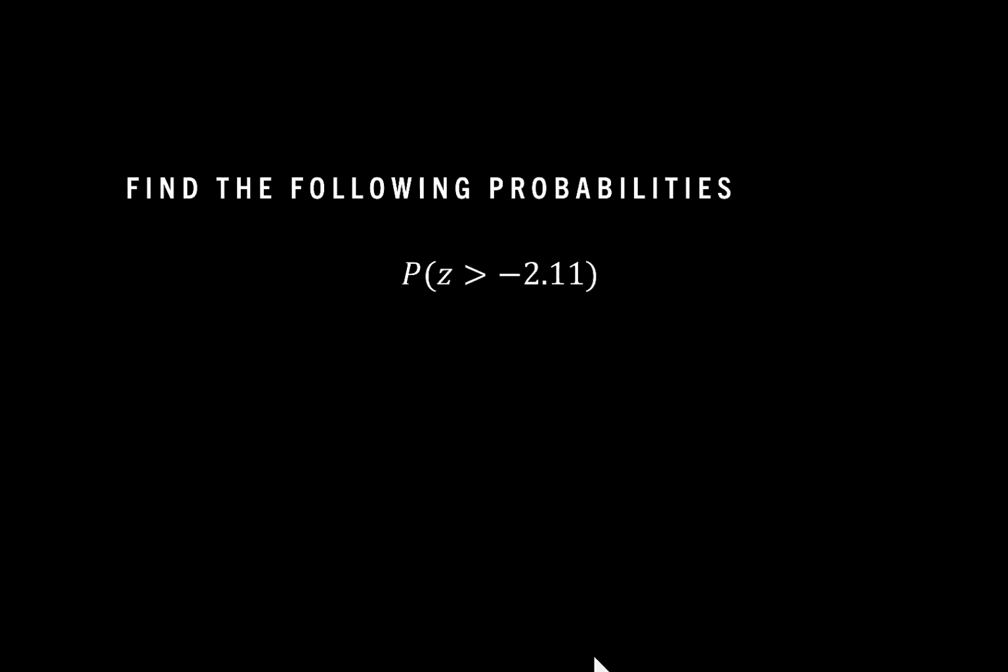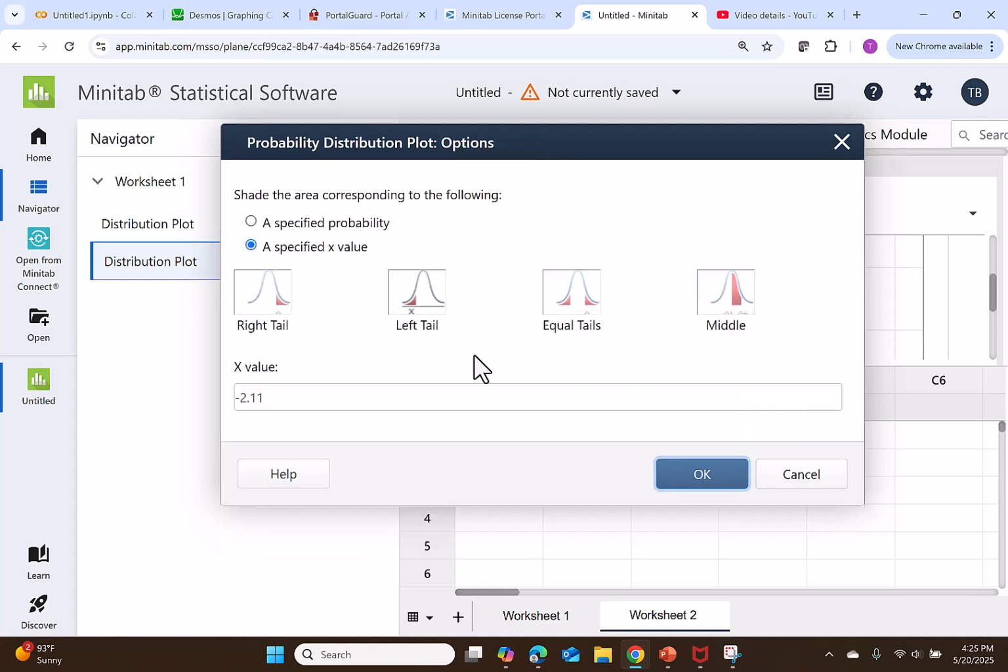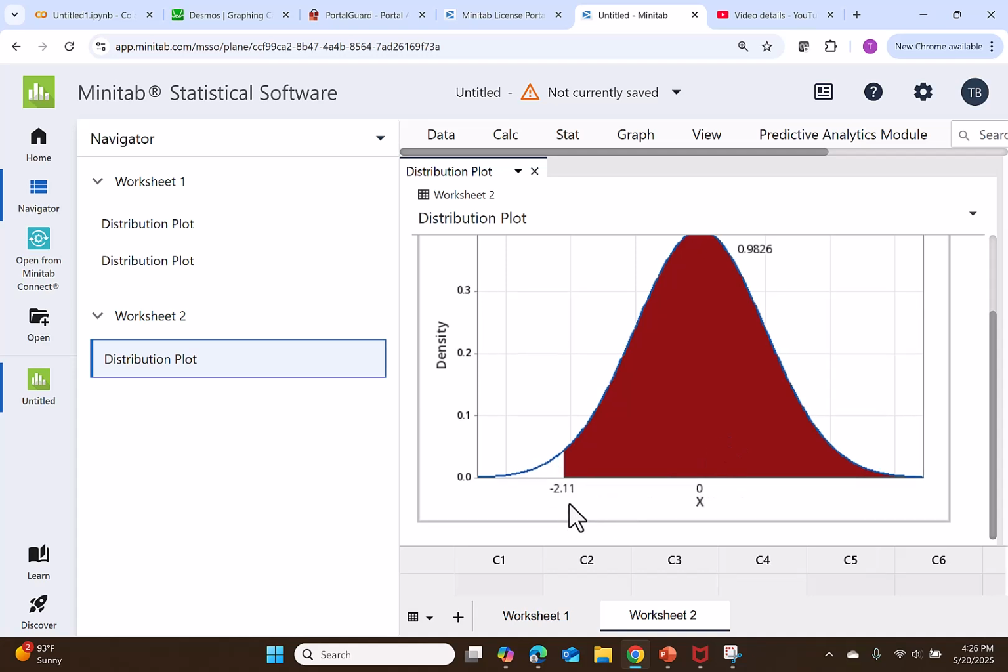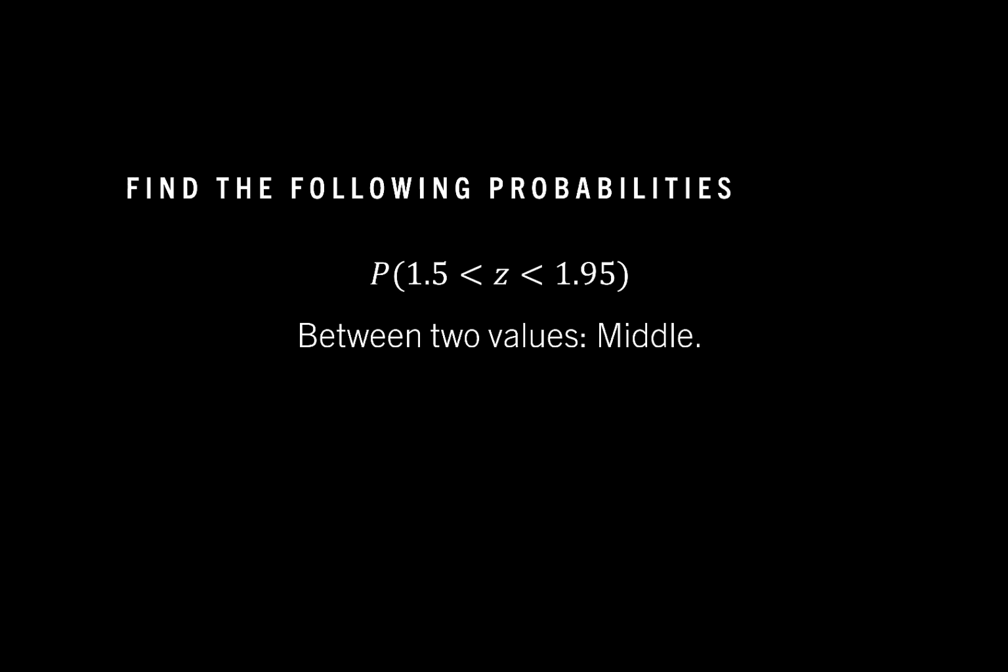Next, let's find the probability that z is greater than negative 2.11. When we're looking at greater than, we are going to go to the right tail of our graph. Notice that the greater than symbol points to the right, and we're going to the right. Back in Minitab, we go to Graph, Probability Distribution, View Probability. And on the options, we're going to change to go to the right. Our x value is negative 2.11. We can see a shaded area to the right of negative 2.11 is equal to 0.9826.